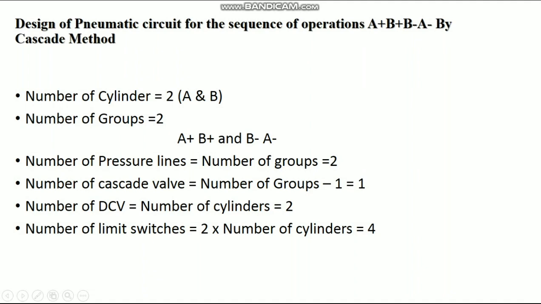Number of pressure lines is equal to number of groups, that is equal to 2. Number of cascade valves is equal to number of groups minus 1. So 2 minus 1 is equal to 1. Number of DCV, direction control valve, is equal to number of cylinders. So 2. Number of limit switches is 2 for each cylinder. So 2 into 2, that is equal to 4.